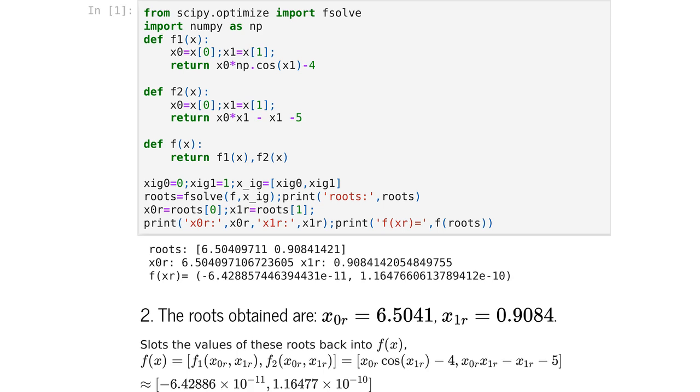If we substitute these root values back into our original functions, f1 and f2, we find that the results are extremely close to 0, something like minus 6.4 times 10 to the power of minus 11, and 1.16 times 10 to the power of minus 10. This confirms that fsolve has successfully found a valid solution.